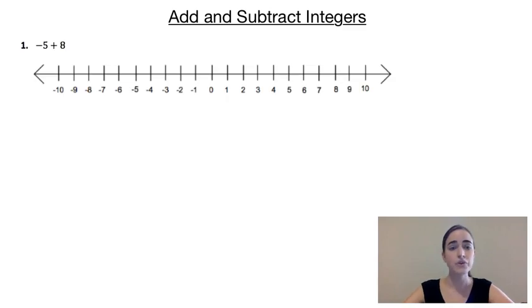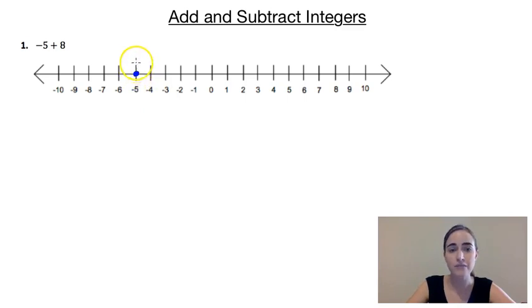So our first example asks us to figure out -5 plus 8. The first number in our question is always going to tell us where we're starting. So our first number is -5. That means we're starting here at -5 and we're going to add 8. If we're adding 8, we're going to move 8 places to the right. So when we're adding, or adding a positive number, we're going to move to the right.